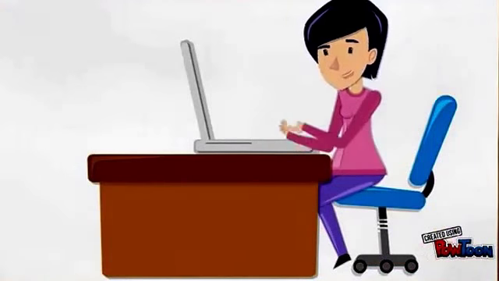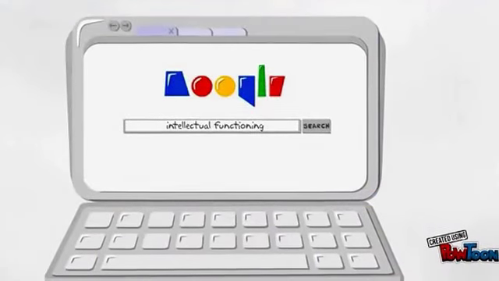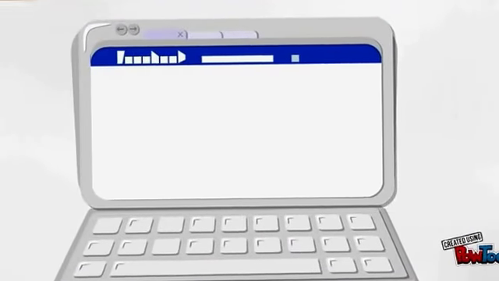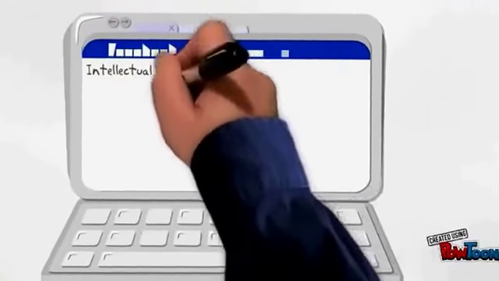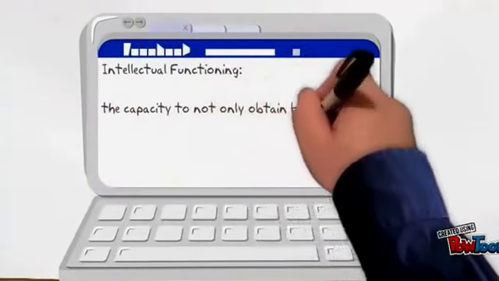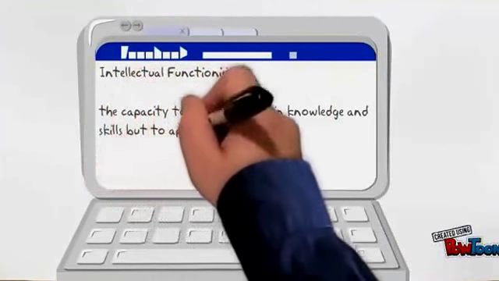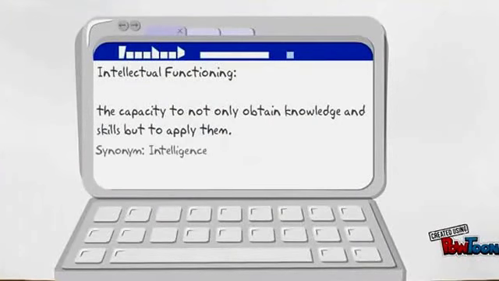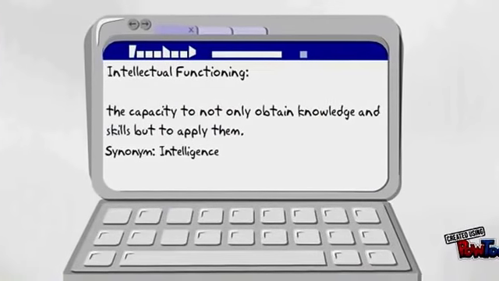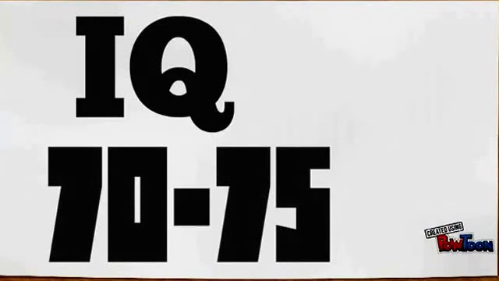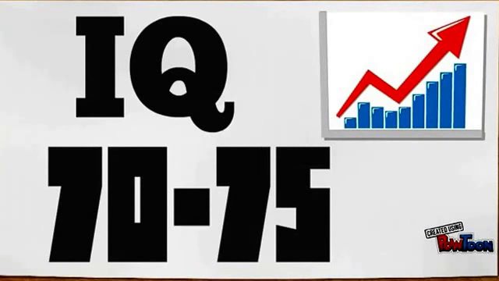But what exactly is intellectual functioning? Simply put, intellectual functioning is just intelligence. Intelligence is a very broad and encompassing topic. It is anything from comprehension to problem solving. It is the capacity to not only obtain knowledge and skills, but to apply them. Intellectual functioning is measured using IQ tests. An IQ score of 70 to 75 is an indicator for intellectual disabilities.